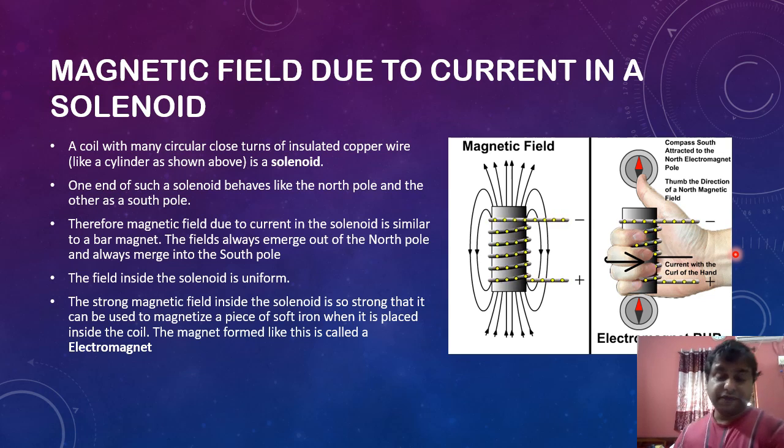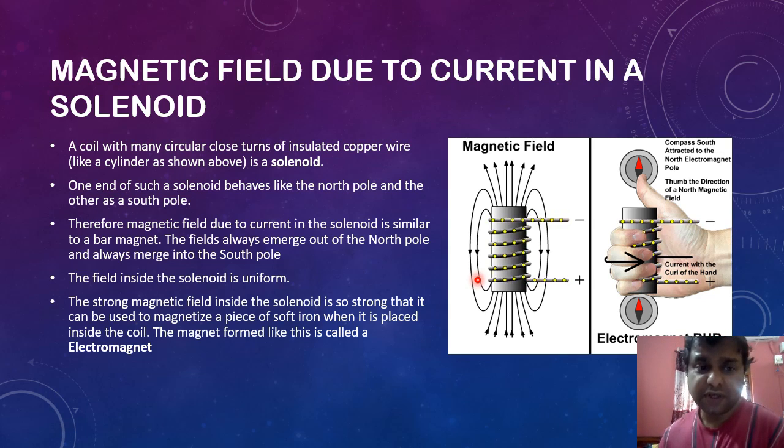Now, the magnetic field inside a solenoid is so strong that it can also be used to magnetize a soft iron. If you put a soft iron inside the solenoid, it will get magnetized. It will become a magnet with a north pole and south pole. Magnets that are formed this way are referred to as electromagnets.